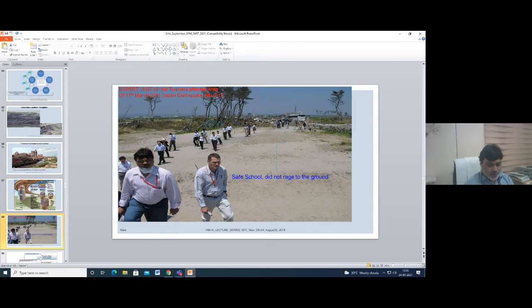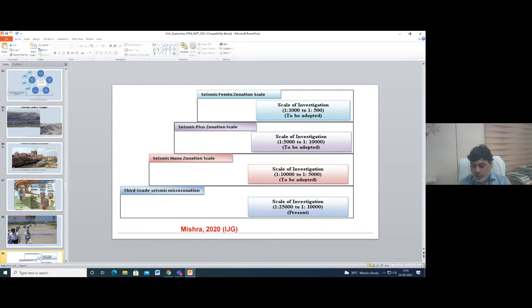So in the present scenario, we have microzonation, meaning 1:10,000 scale, or it could be seismic nanozonation, 1:10,000 to 500, or seismic picozonation, maybe 1:5,000 to 10,000, and seismic microzonation, it can be 1,000 to 500. If you can do a detailed study of 1:500, then it could fall in the seismic femtozonation scale. Today all the maps are at 1:50,000 scale, which is very crude. We cannot trust the detailed information from a 1:50,000 map. So we have to take a detailed study within the 1:50,000 map to get the information.